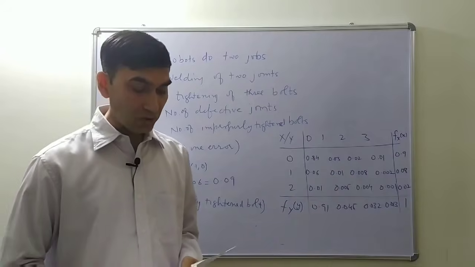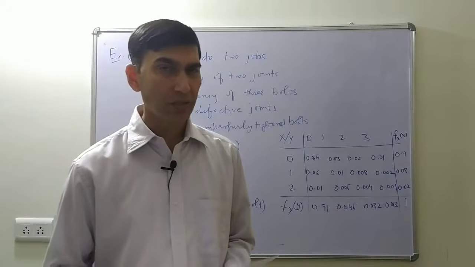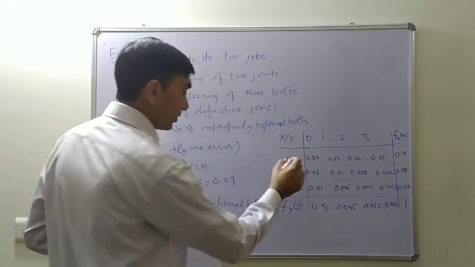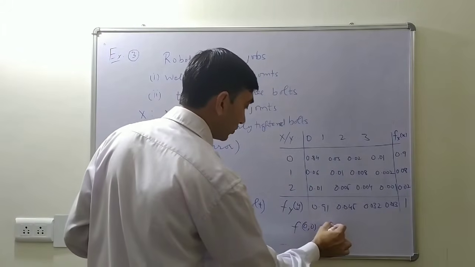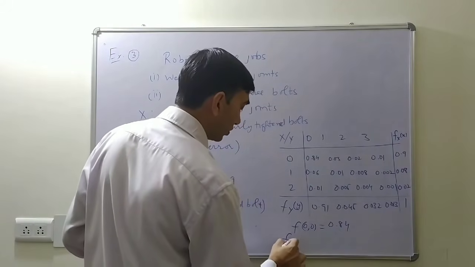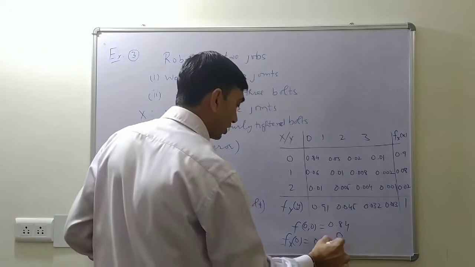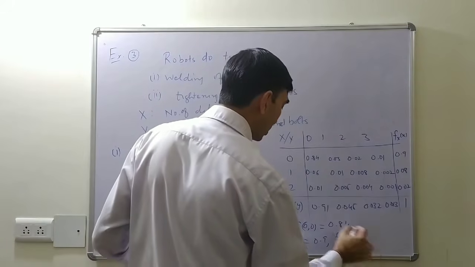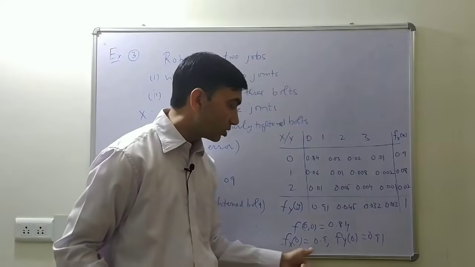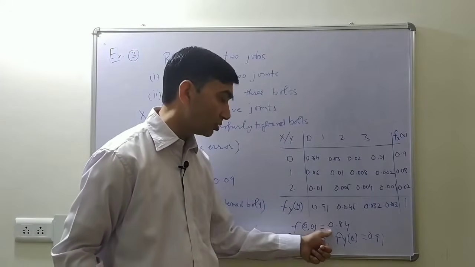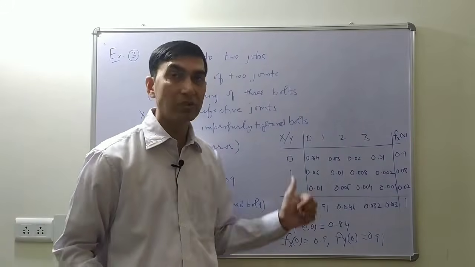After that you need to check whether x and y are independent. I think it's simple to check. You see the value of fxy at 0, 0. What is it? 0.84. And what is the value of fx at 0? 0.9. And value of fy at 0, it is 0.91. You can see clearly product of the marginal densities at 0, 0 is not equal to the value of joint density at 0, 0. So x, y are not independent in this case.